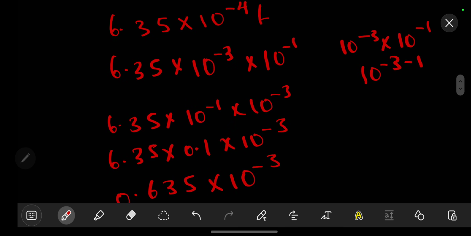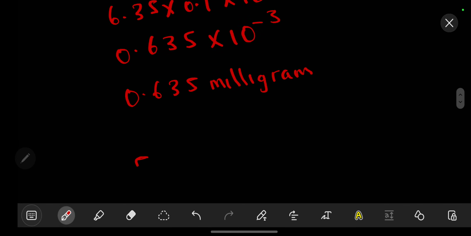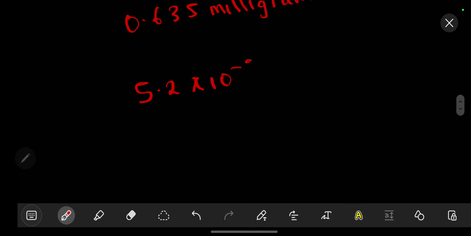Then the other question, which is straightforward: we have been given 5.2 times 10 to the power of negative 9 meter cubed. This 10 to the power negative 9 is already a prefix, so we can say 5.2, then 10 to the power negative 9 gives us what we call nano. So we have the meter here, we can just combine, so we have nanometer cubed like that.